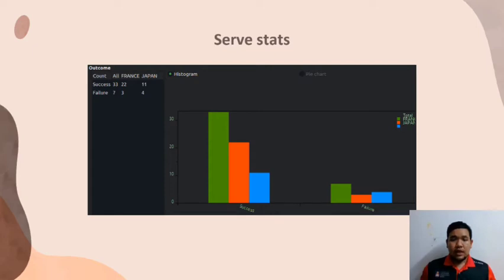So in the first set, we analyzed that there were 40 serves performed, of which the successful serves for both teams are 33 and the unsuccessful serves are about 7. France performed 22 successful serves, while Japan completed only 11. France had 3 unsuccessful serves and Japan 4.